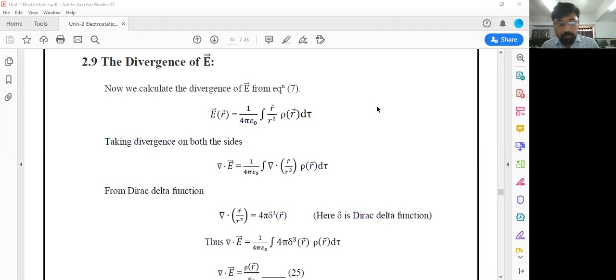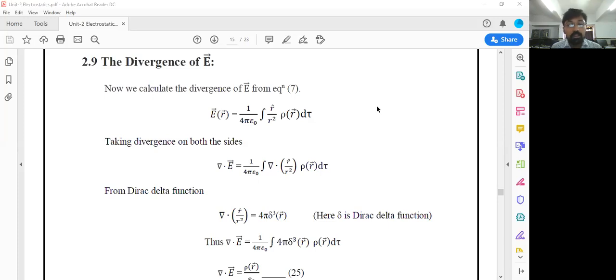Now to find out the divergence of electric field, we will take the divergence on both sides of this equation. So this equation becomes del dot E, or divergence of E. So del dot E is equal to 1 upon 4 pi epsilon 0 into integration del dot r cap upon r square into rho of r d tau. Divergence is applied to r cap upon r square and rho of r, because 1 upon 4 pi epsilon 0 is constant. So divergence is applied to the remaining terms.